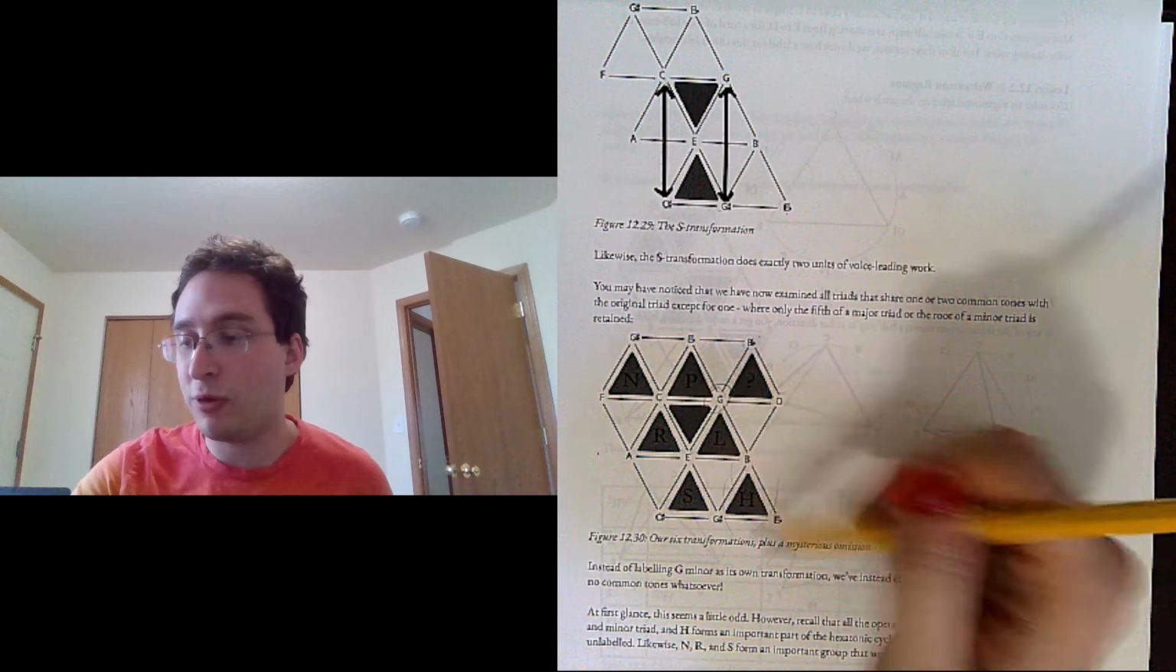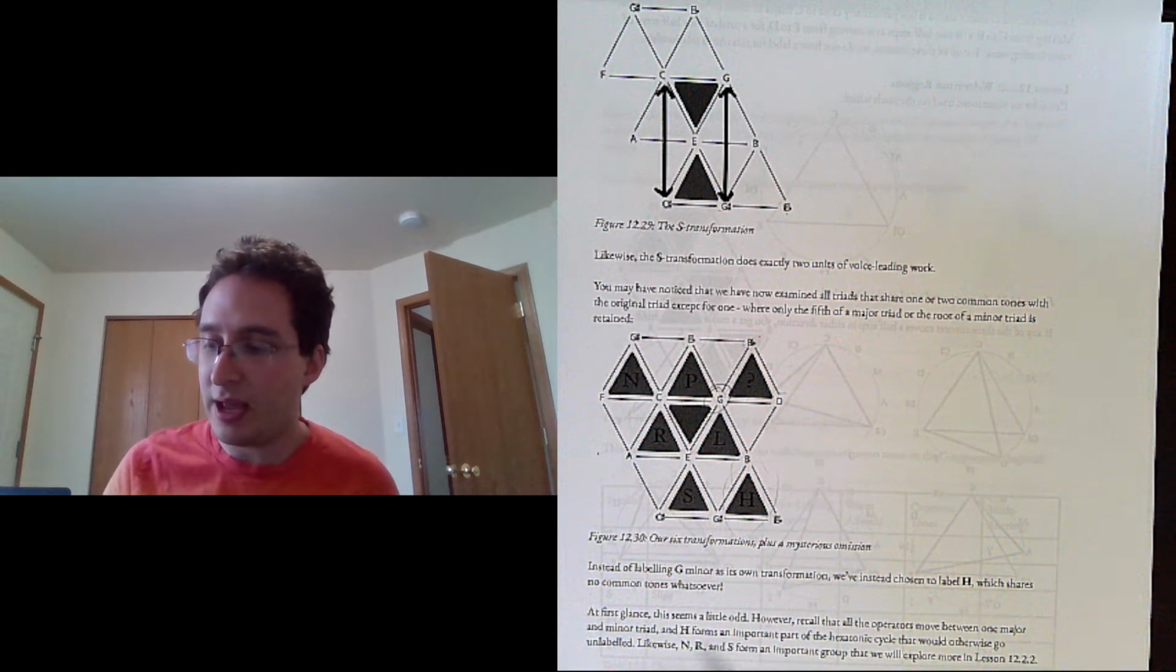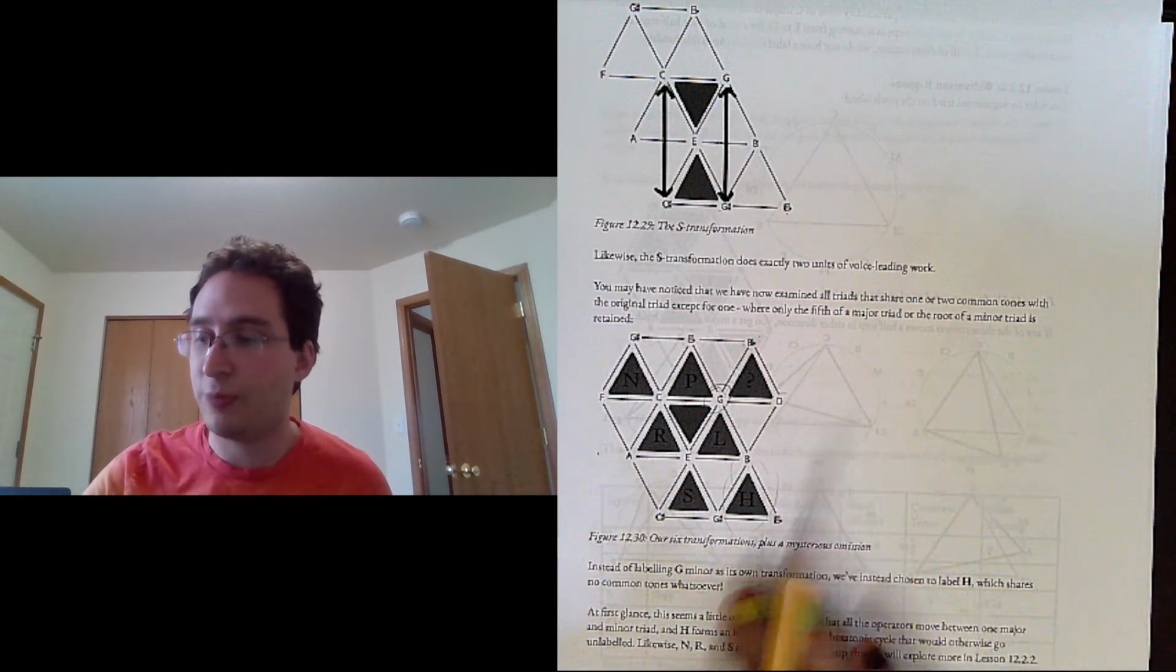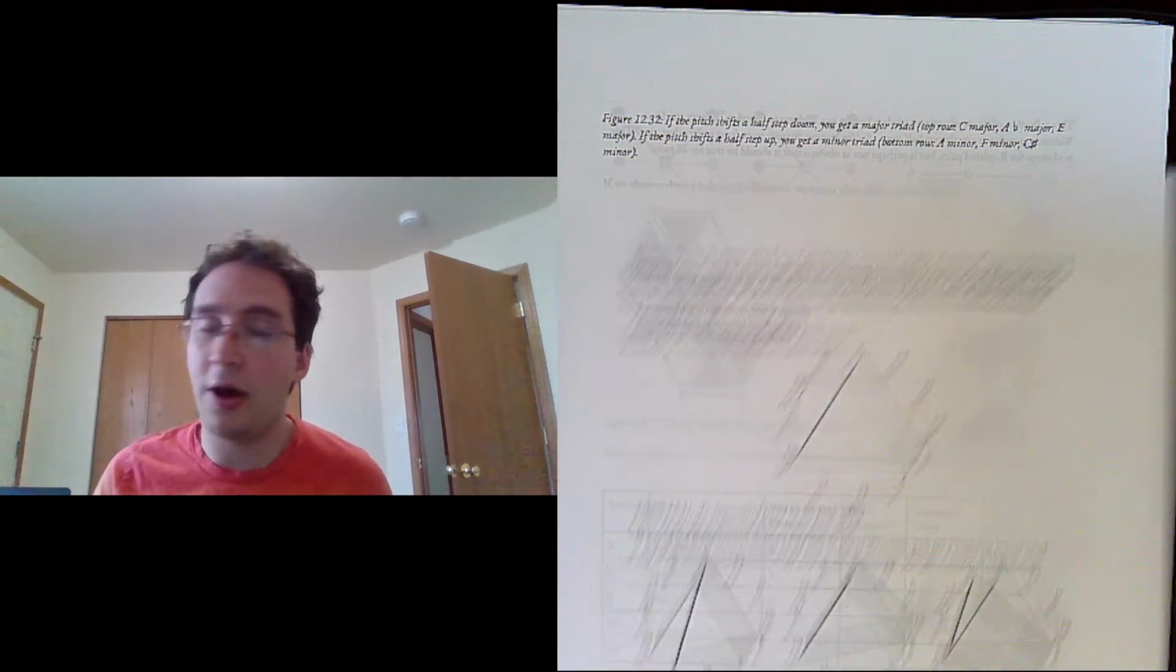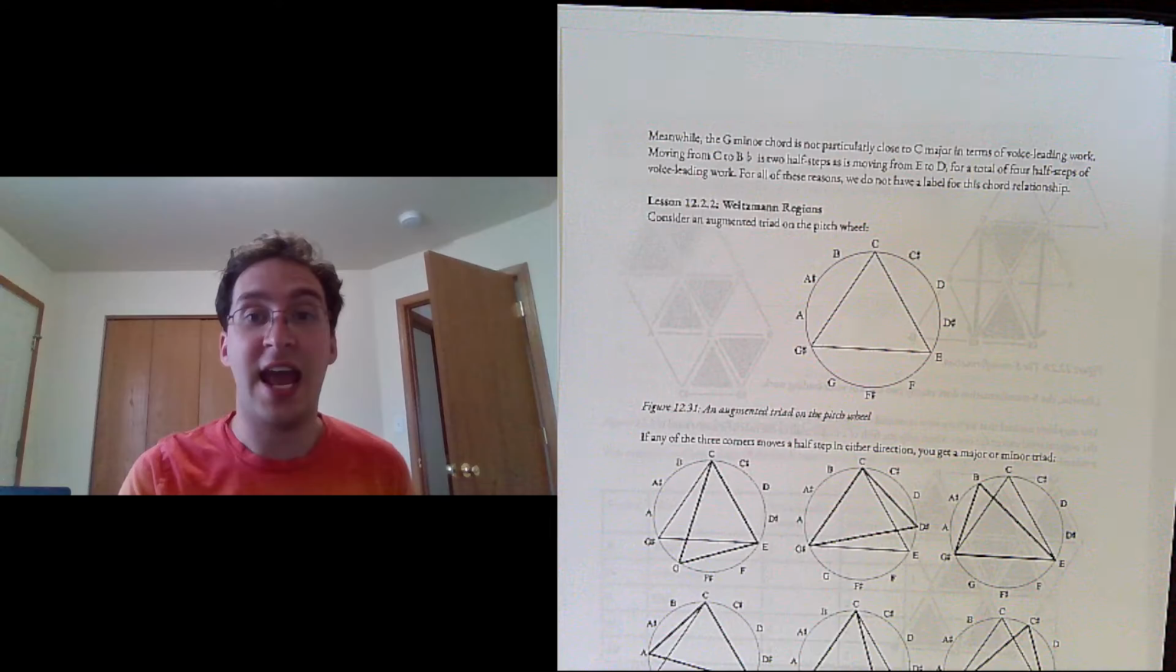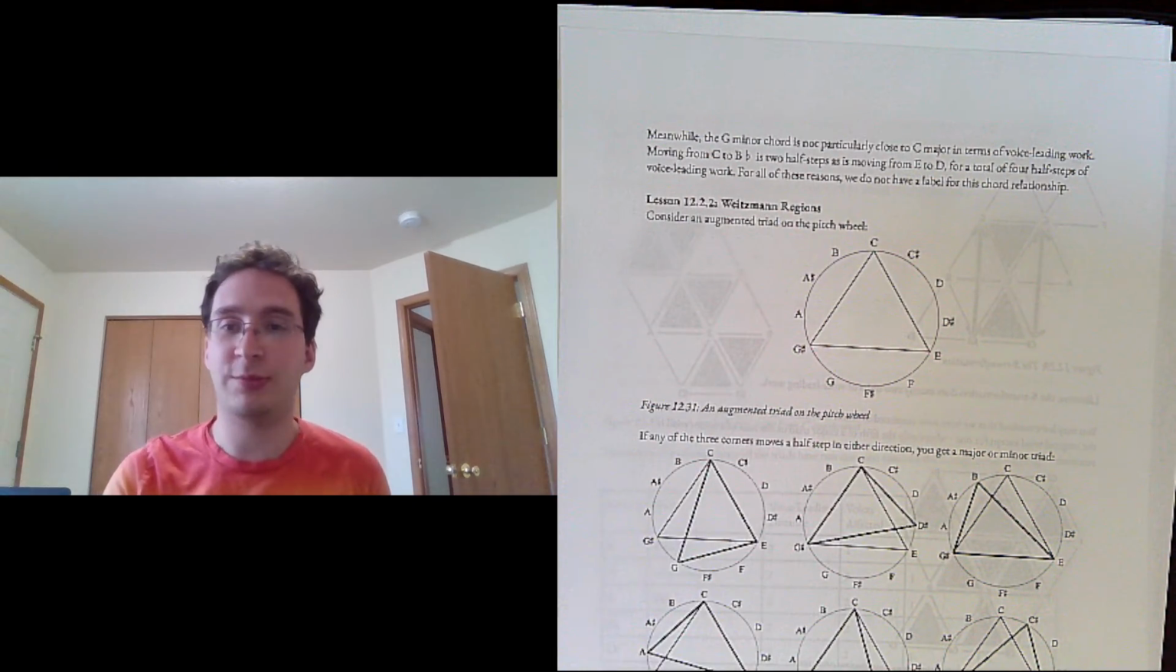H also is an important part of that hexatonic cycle, and N, R, and S form an important group that we're going to explore more in the next unit. So that's what we have for now, and we'll take a look at the Weitzmann regions next time.